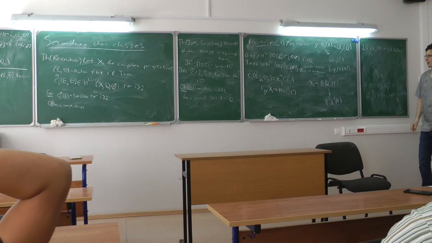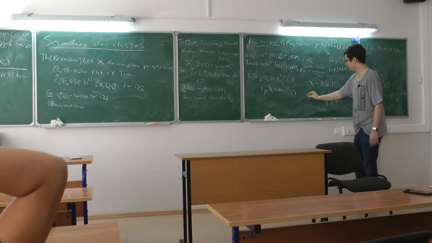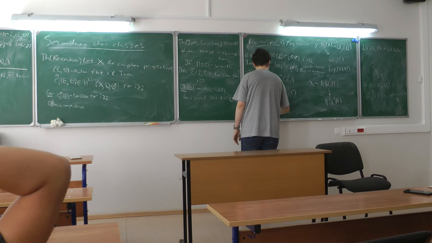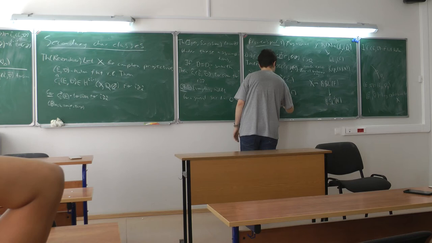And then I want to claim that the image of the integer cohomology in odd degrees with integer coefficients is just torsion. So it's a claim.